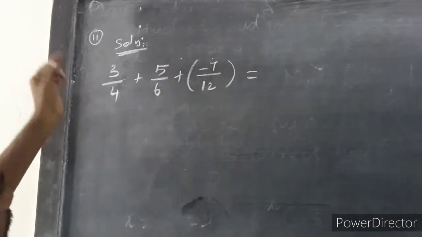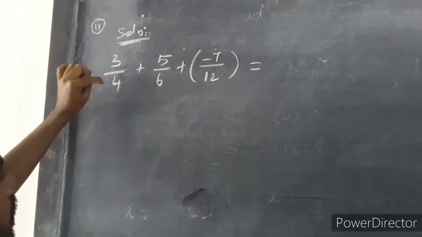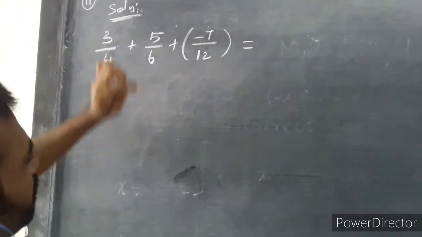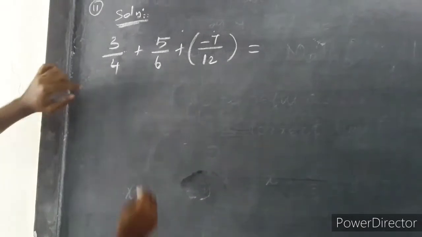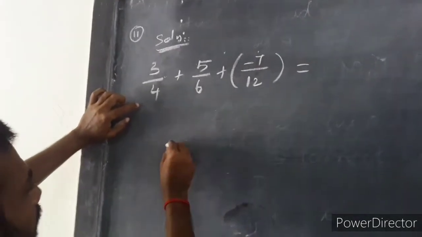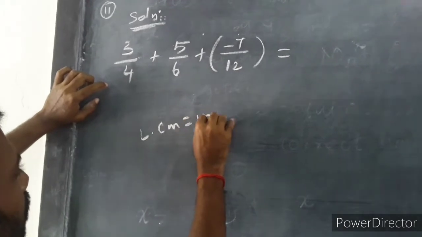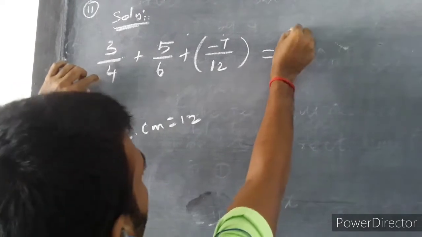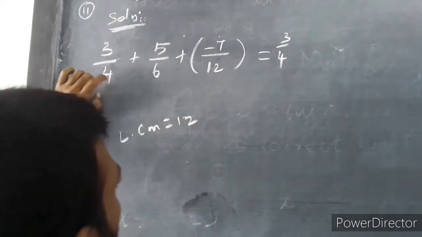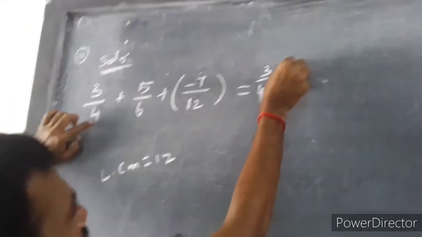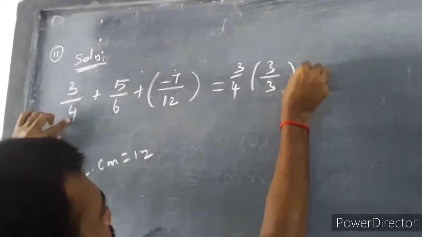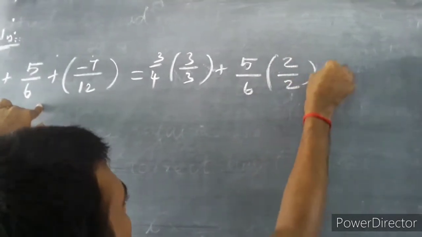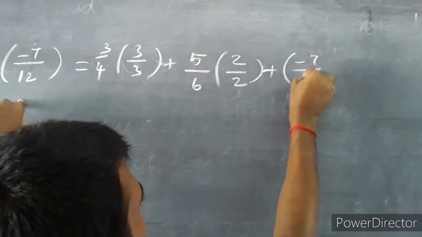First, any rational numbers you add, you check whether the denominators are the same or not. So 4, 6, 12. The denominators are different, so take the LCM first. The LCM of 6, 4 and 12 is 12. Next, 12 will be the denominator value. 3 by 4: the denominator is 4, so you multiply by 3, so 3 by 3. Next plus 5 by 6, so multiply by 2, 2 by 2, plus minus 7 by 12.